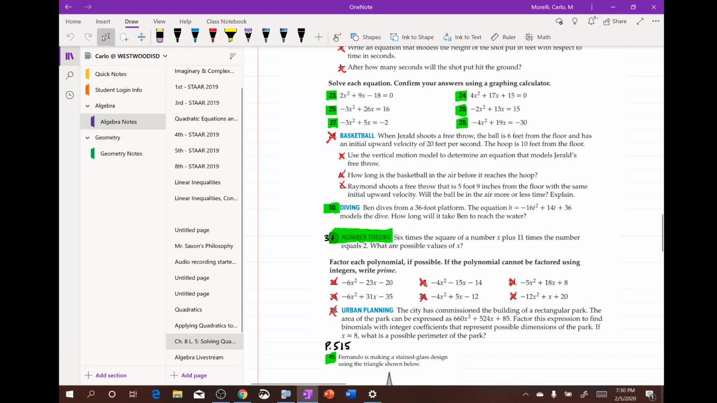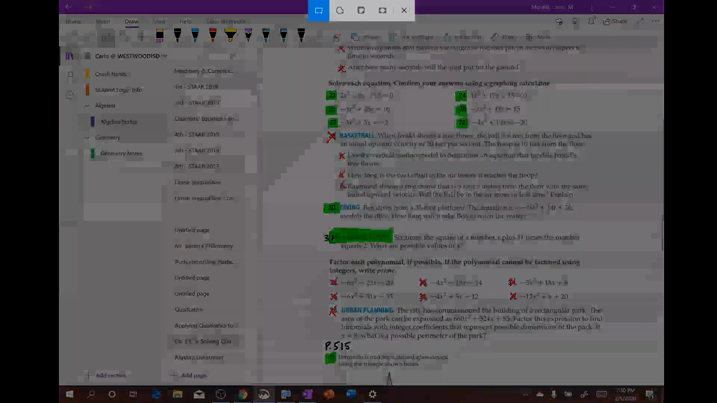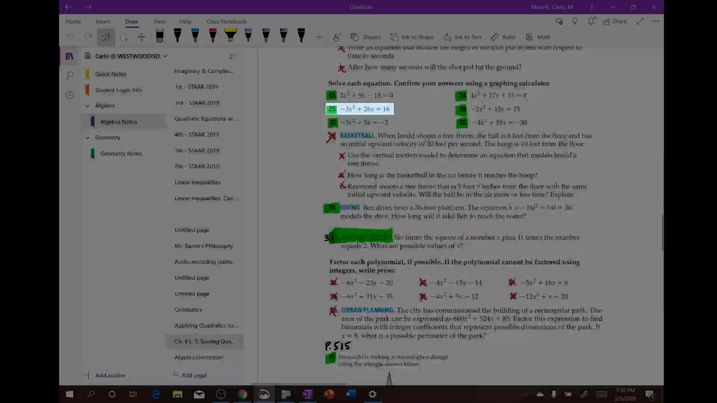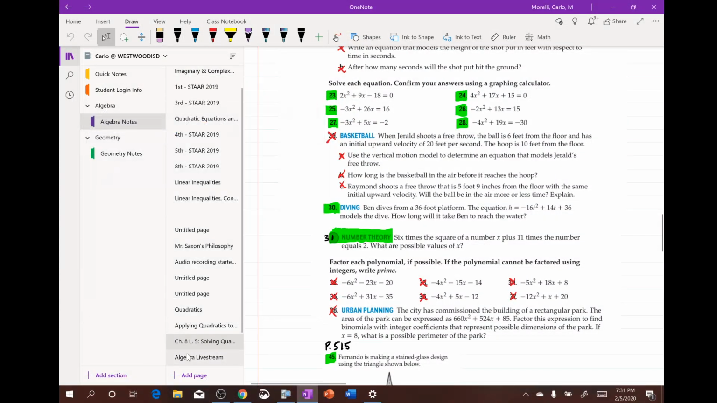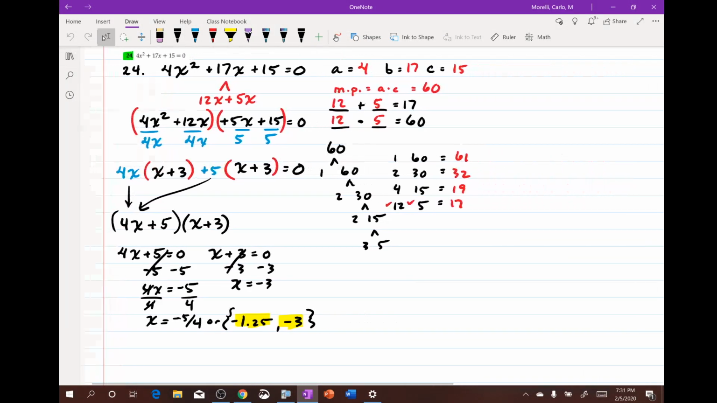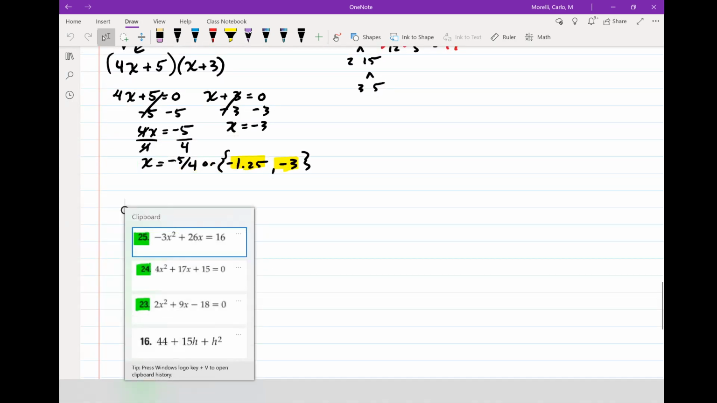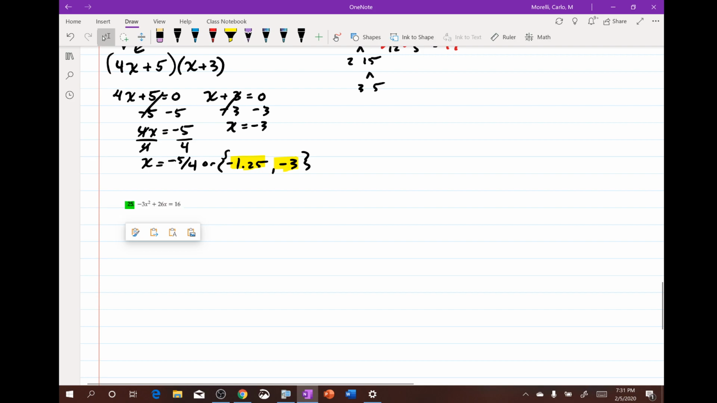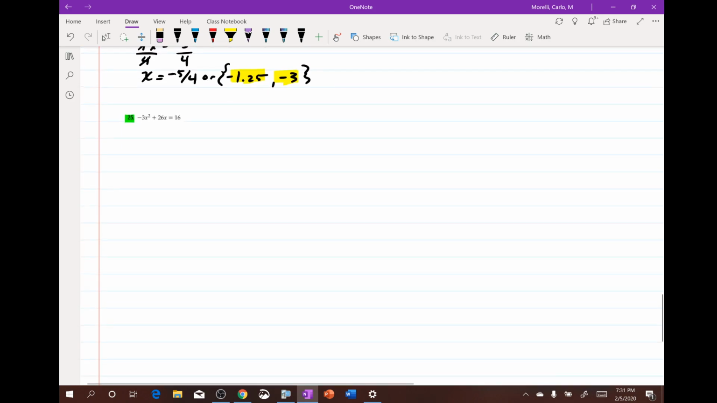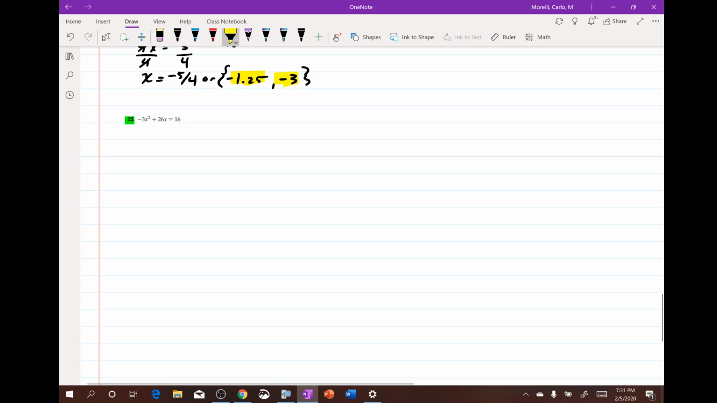I'm guessing it's number 25, right? Here's number 25. Okay, let me paste this guy in here. Okay, so number 25. Ooh, this is going to be a fun one. So this is number 25, ladies and gentlemen. And what we're given is negative 3x squared plus 26x equals 16.